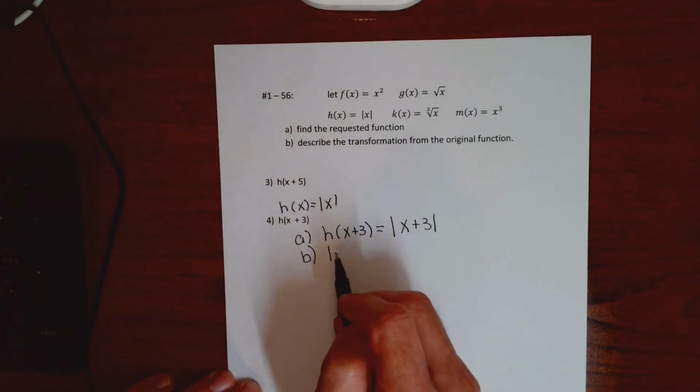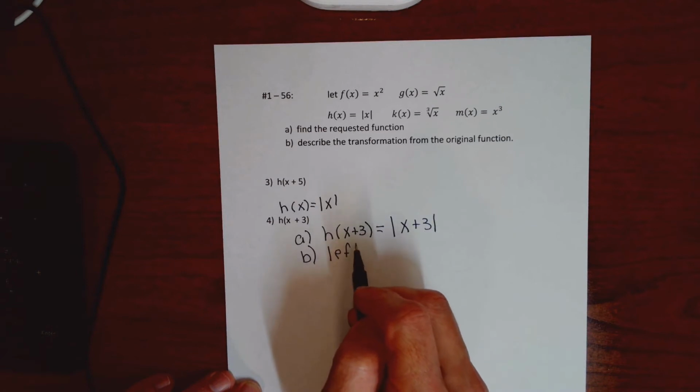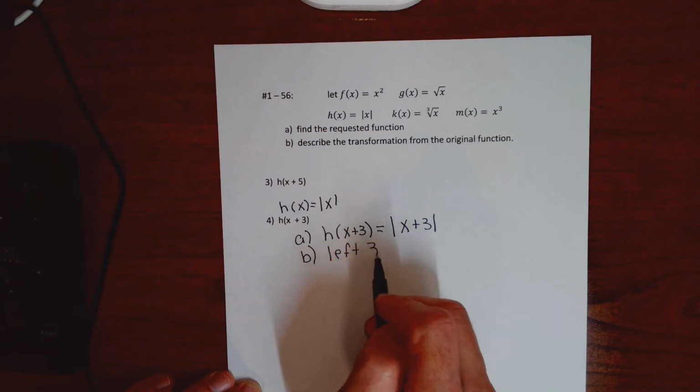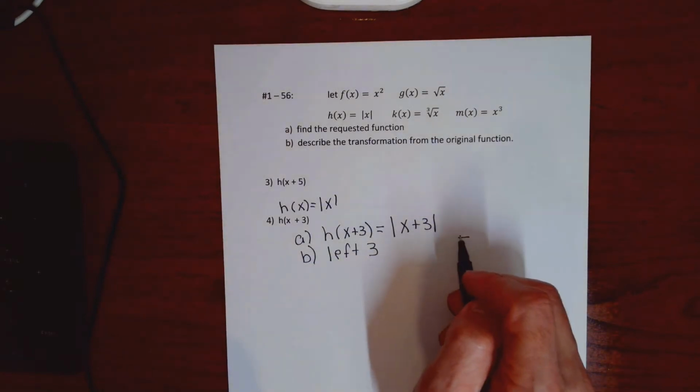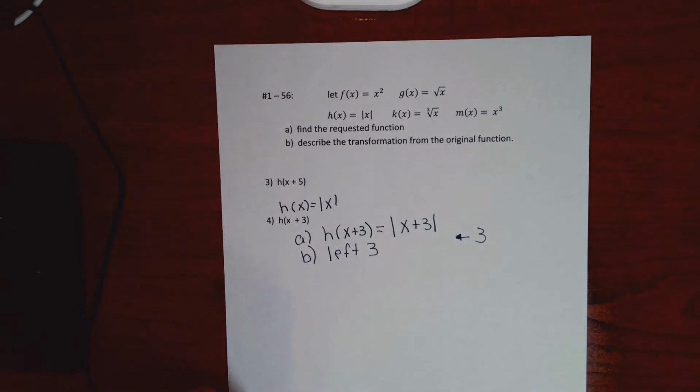Let me get lazy now. Instead of saying it shifts left 3 units, I'm just going to say left 3. Sometimes when I'm writing my keys, I just do arrows. I would just say left 3 for my answer to part B.